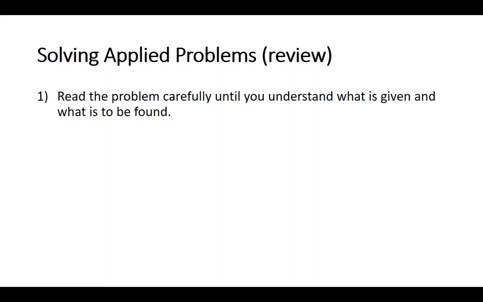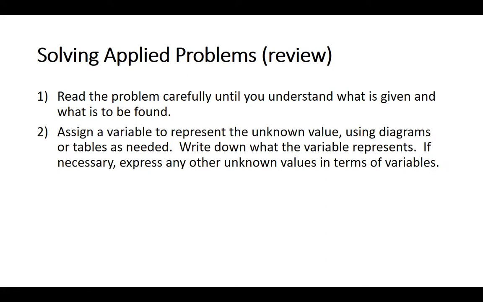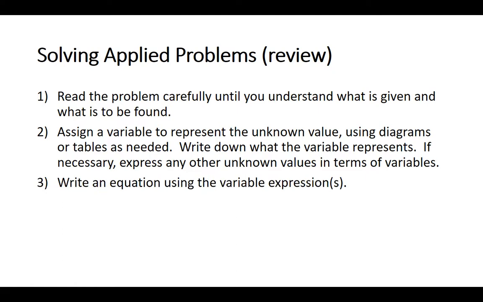The first thing we're going to do is look at a review of solving applied problems. We've covered this before. It's just the steps that we want to take. First, read the problem carefully, make sure you understand it, and understand what's given and what it's looking for. After which, assign a variable to represent the unknown value using diagrams or tables as necessary. Write down what the variable represents. If necessary, express any other unknown values in terms of that variable. Write an equation using the variable expression or expressions.